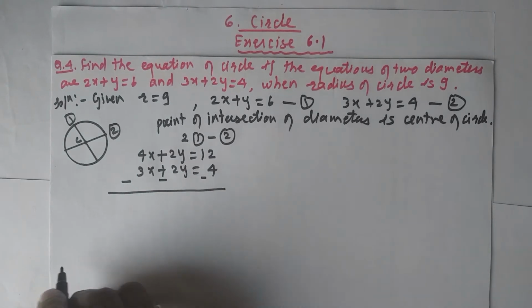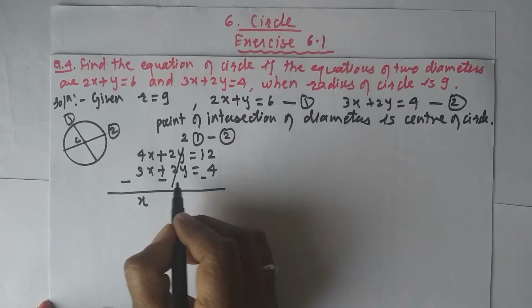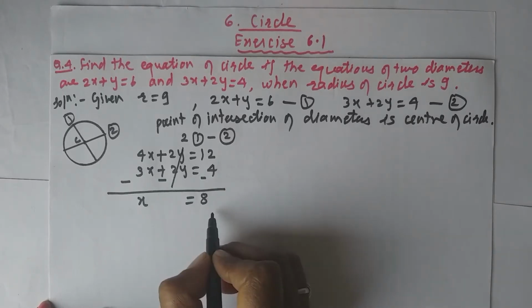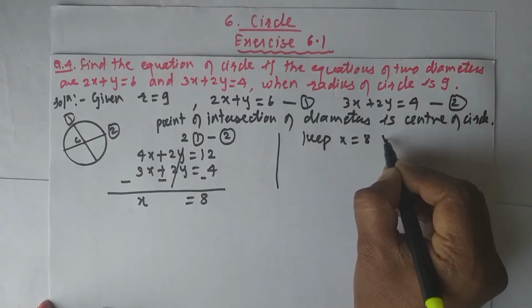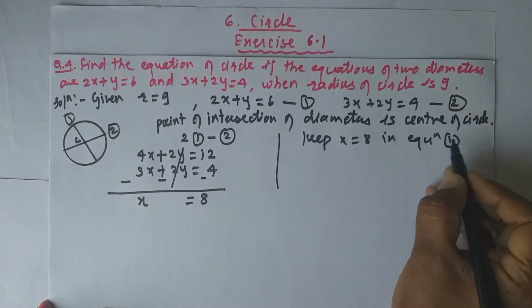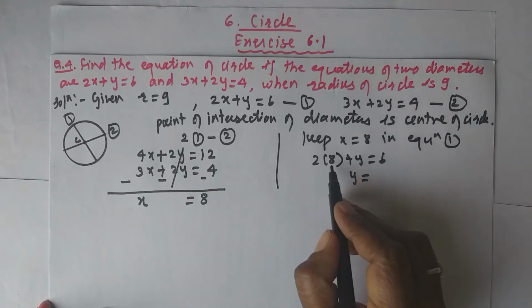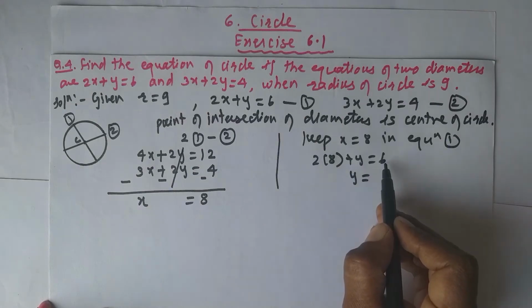Therefore you change the signs. Then this 4x minus 3x will be x. This plus 2y minus 2y will get cancelled. 12 minus 4, 8. In this way, we have got value of x is equal to 8. Now keep x is equal to 8 in equation 1. Then we will get value of y. And what is value of y? 8 into 2, 16. If we transfer this 16 to the right hand side, then that becomes negative.